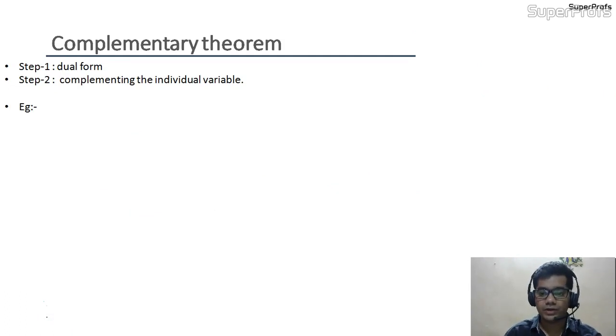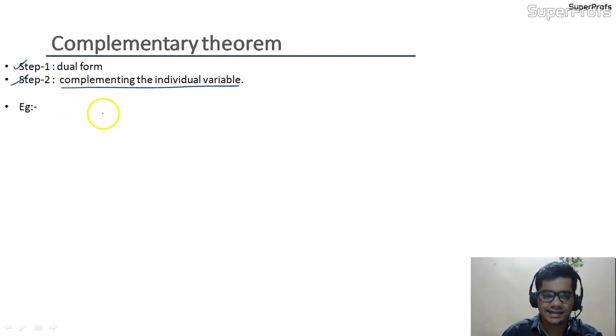So now we are going to see what is the complementary theorem. The first step to find the complement of some expression is to take its dual form. The second step is to complement the individual variable. By doing these two steps, we are able to find the complement of any expression or function.